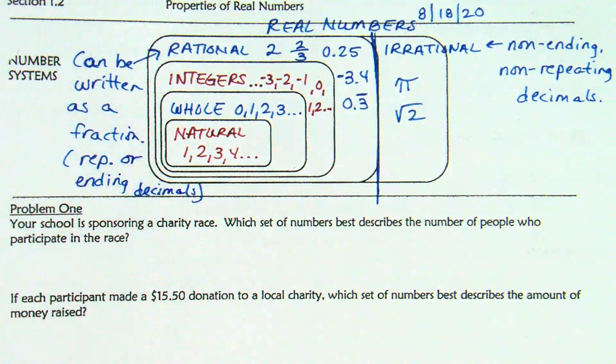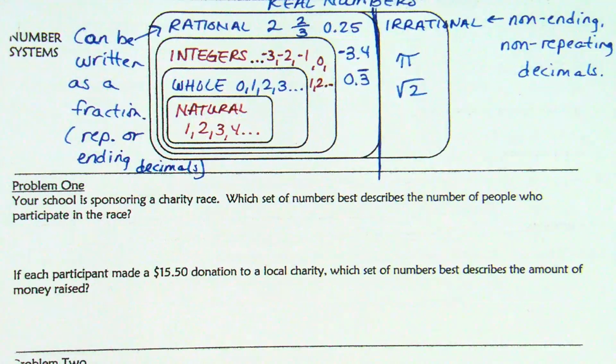Okay, so those are our categories of numbers. I can guarantee that's not the first time you've heard any of those words. I'm not guaranteeing you remember those from the past, but those are things you've been introduced to before. And we're going to use those to answer some of our first questions here. Your school is sponsoring a charity race. Which set of numbers best describes the number of people who participate in the race? So using the words we just talked about, what set of numbers do you think would represent that answer?